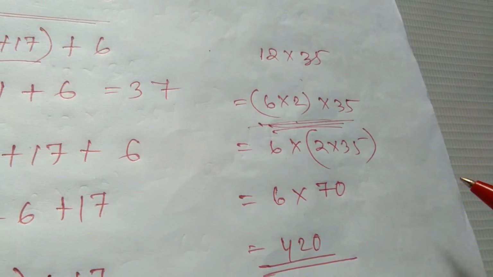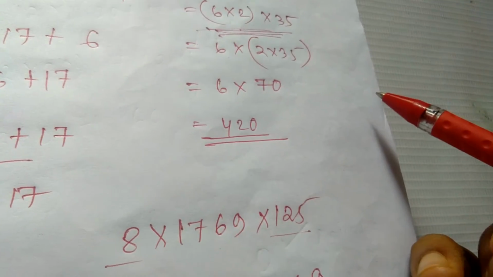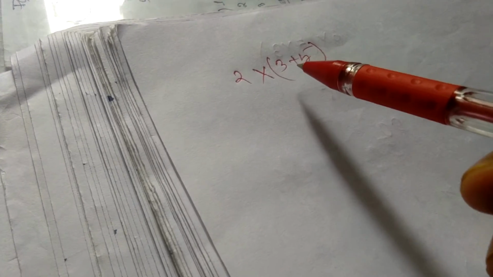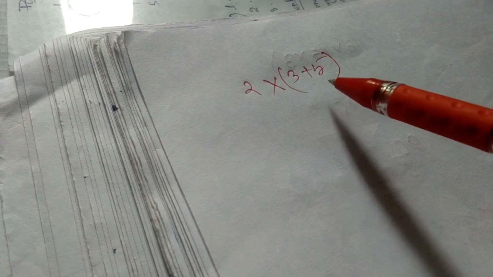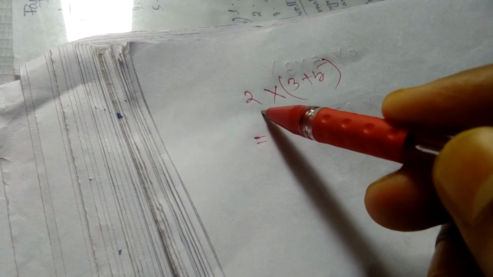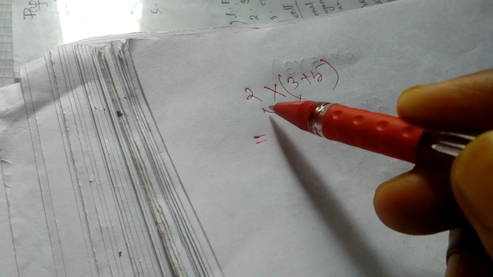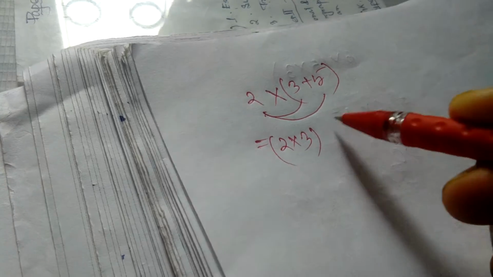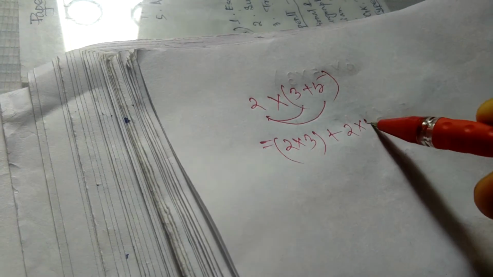So now we are going to discuss distributivity of multiplication over addition. Now I am doing some examples that are related. Here is written 2 into 3 plus 5. That we can write like that: 2 into 3, then plus, then 2 into 5. Right? 2 into 3 plus 2 into 5.